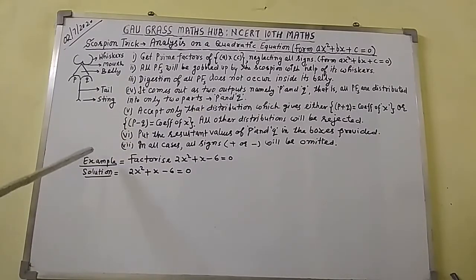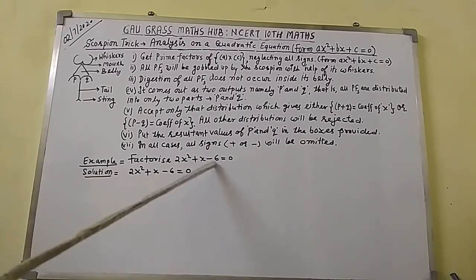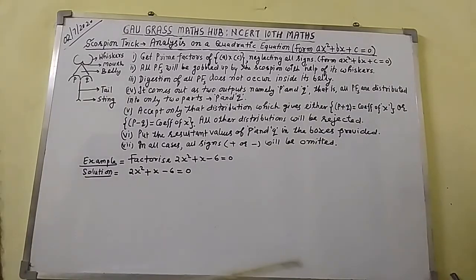Now let us understand this concept with the help of an example. Here I have taken an example. The example is: factorize 2x square plus x minus 6 equal to 0. What to do in this case? Come to concept number 1 here.